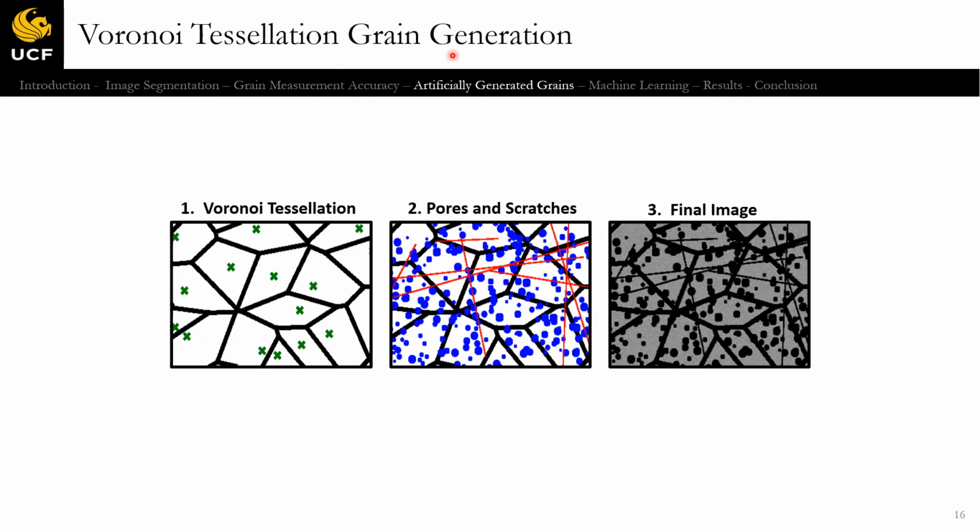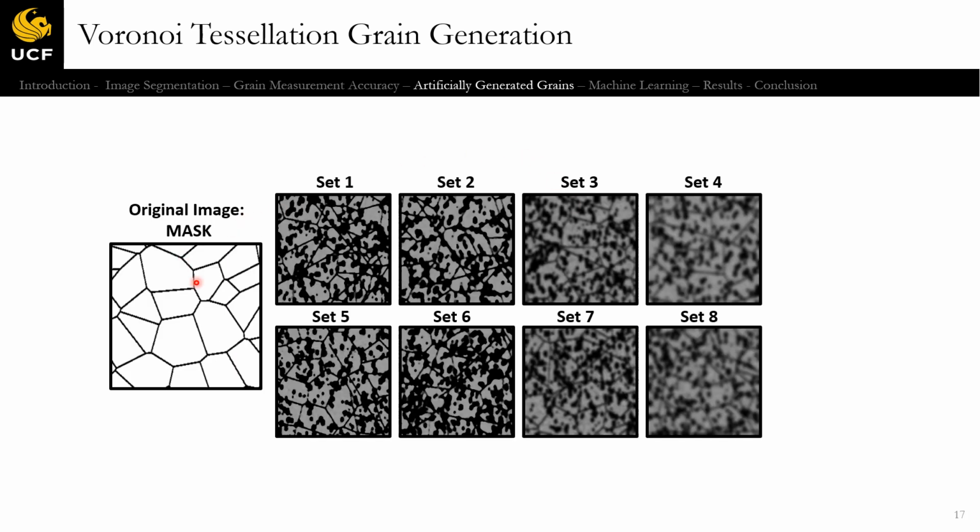So how can we make grains from that? Well, first you do a Voronoi Tessellation, then you could draw pores and scratches on that, randomly generated dots at random sizes, randomly generated lines at random locations, and here's the final image here. Gaussian noise applied to the background to show grain color. So here we have the original mask. This is what we want to predict. And then set 1, set 2, set 3. So this is just different methods of generating a messy Voronoi Tessellation grain.